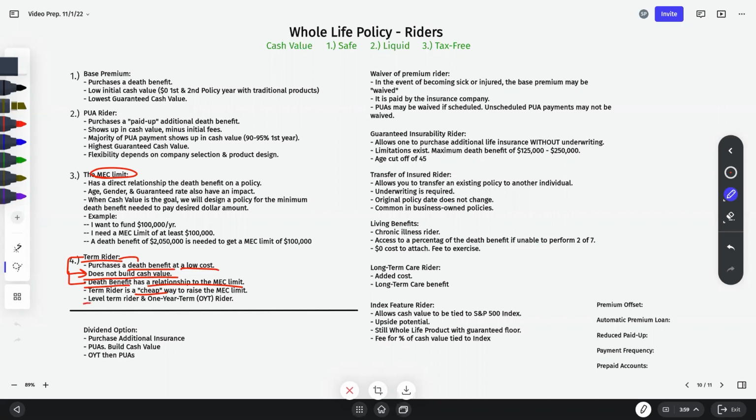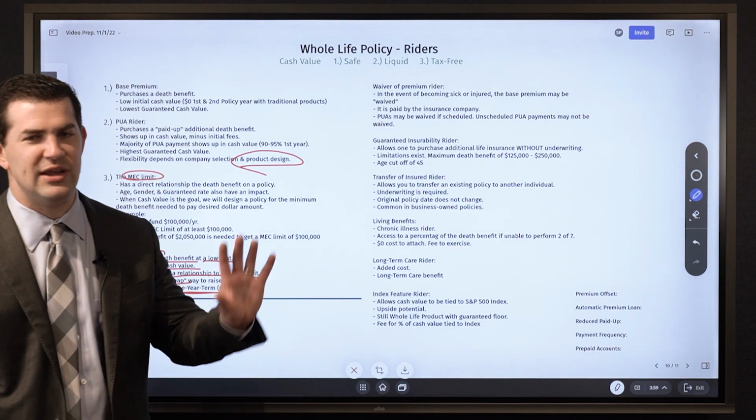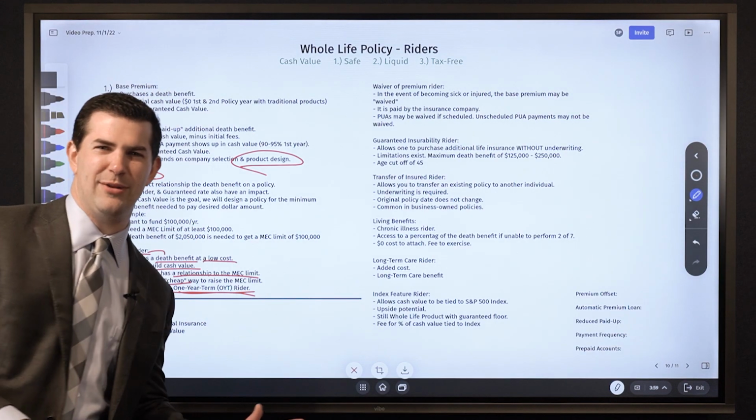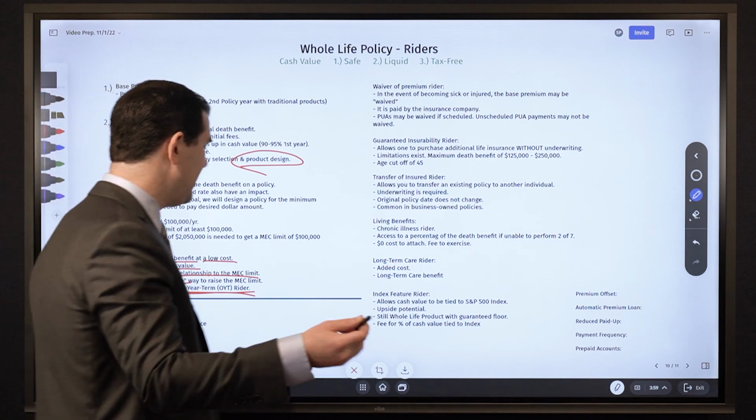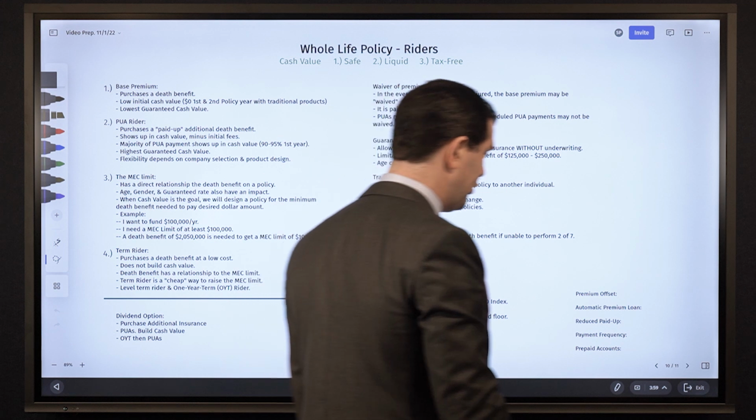And there are two types of term riders that exist. We've got a level term rider and then a one-year term rider. Our company uses both of them depending on your situation. A lot of times when we go back to product design, that one-year term rider will often open up a lot more flexibility. PUA limits increase. When I say flexibility, being able to add more money without underwriting. A lot of corporations use it. But a level term rider works. A lot of times you can combine the two.